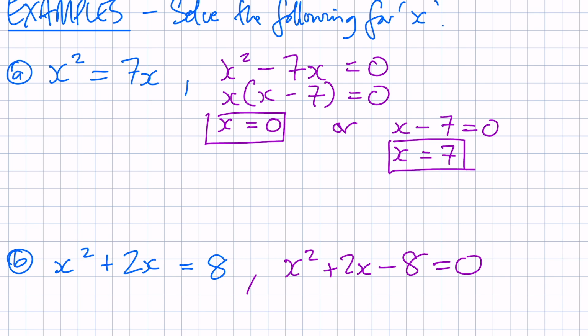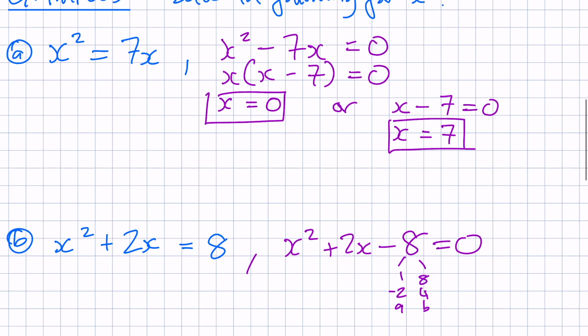What are the factors of 8? 1 and 8. What else? 2 and 4. Which combo of these factors am I going to need to add together to get positive 2? Yes? 4 minus 2. Yes, well done. So what's your A? Your A is negative 2. Your B is 4. So if I factorize that, it's going to be x take 2, x plus 4 equals 0.